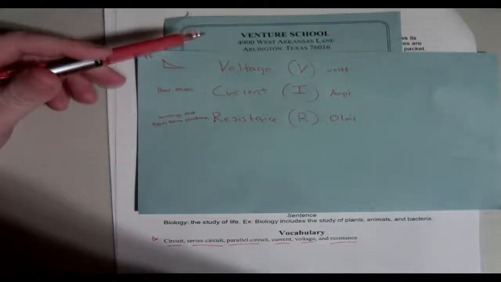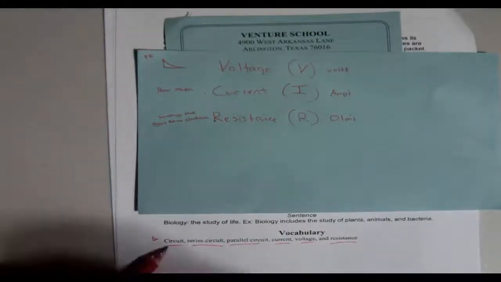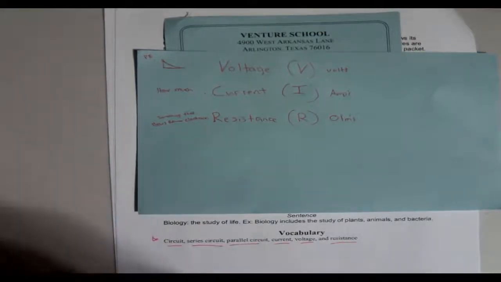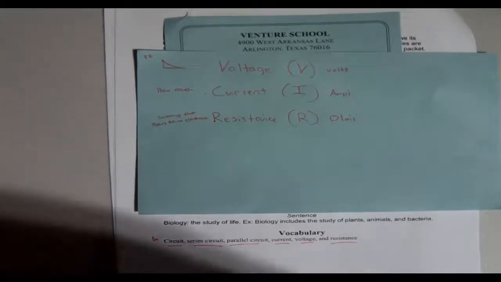Okay, so those are all the vocabulary words. I think we did them all. Circuits, series, parallel circuits, current, voltage, and resistance. Yeah, so that's it. So make sure you do this. Hopefully this gives you guys a good understanding.